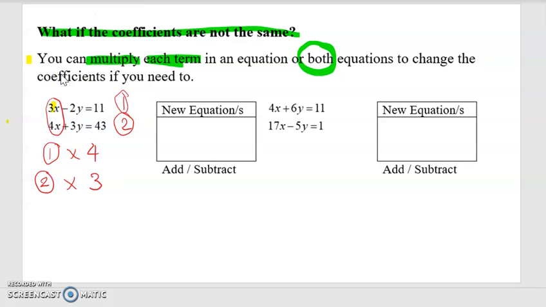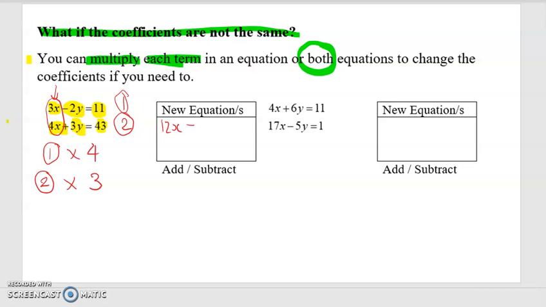So you've got to be really particular that you do this term, and this term, and this term, this term, and this term, and this term. So let's give it a go. So equation 1 times by 4, well, if I times 3x by 4, I'll get 12x.